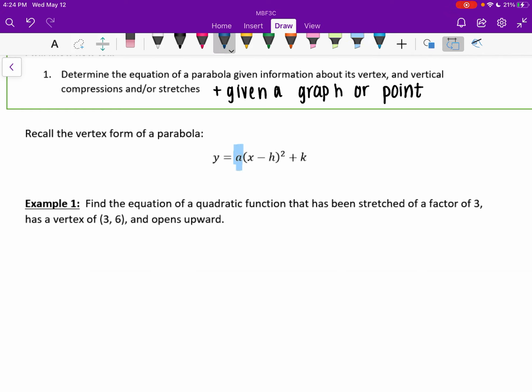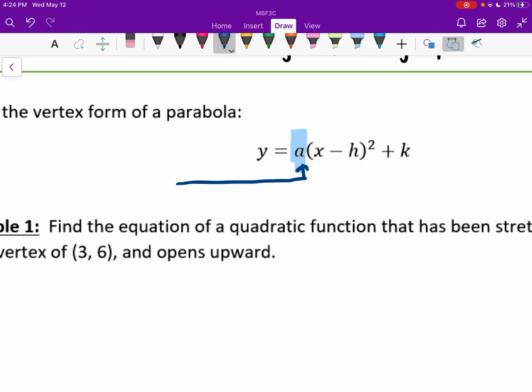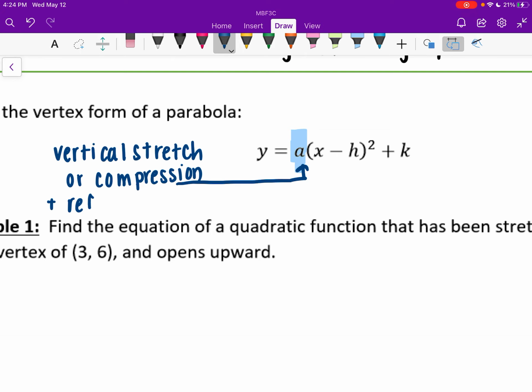But more importantly, a over here, if we remember back to our roles of a, h, and k, represents any vertical stretch or compression, and it also represents the reflection. So if it's negative, it's going to be the reflection. If it's positive, it's going to open upwards. So I would even say opening direction. If it's negative, it'll open down. If it's positive, it'll open up.